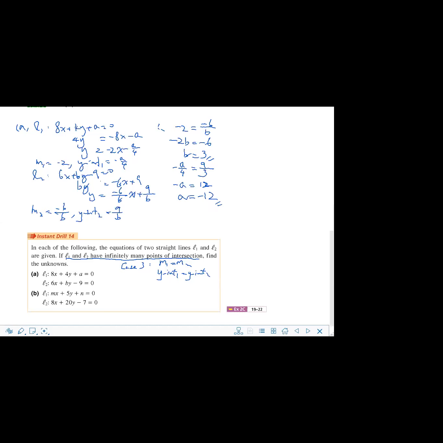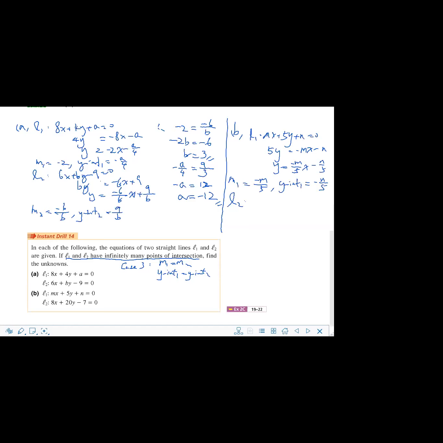And then part B, so we do the same thing for L1, mx plus 5y plus n is equal to 0, and then 5y will be negative mx minus n, y is negative m over 5 times x minus n over 5. So slope 1 is equal to negative m over 5, and y-intercept 1 is negative n over 5.